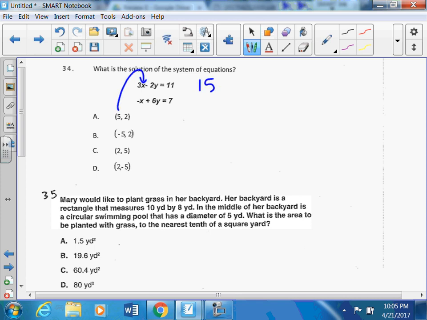3 times 5 is 15. I could plug 2 in for y right here. Negative 2 times positive 2 is negative 4, so minus 4. Does that equal 11? And yes, it does.